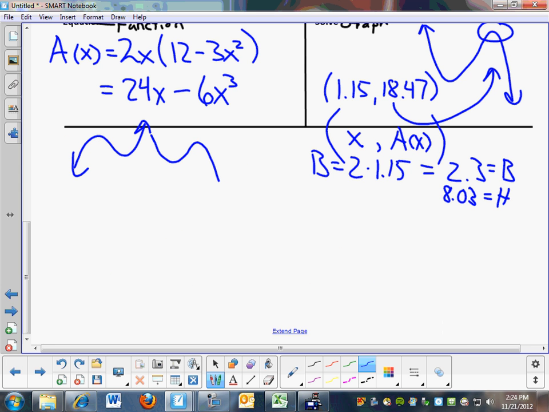Notice, are either 2.3 or 8.03 represented in this part right here? Neither one's there. I have to use that information to eventually solve the problem. Any questions? Not easy, is it?